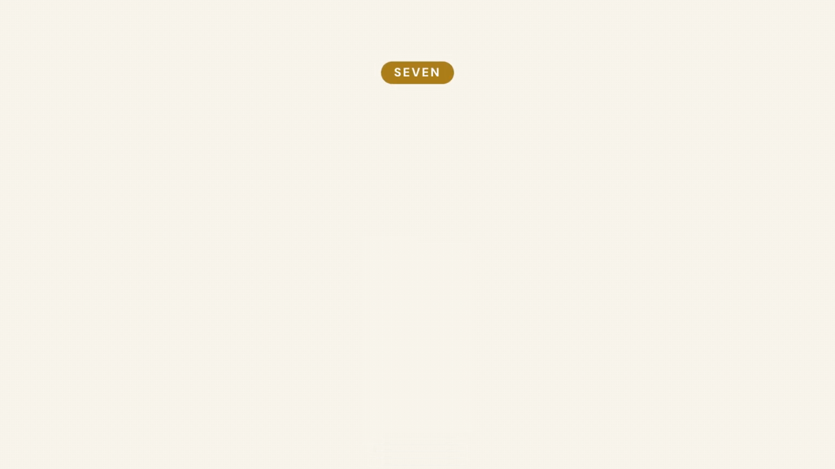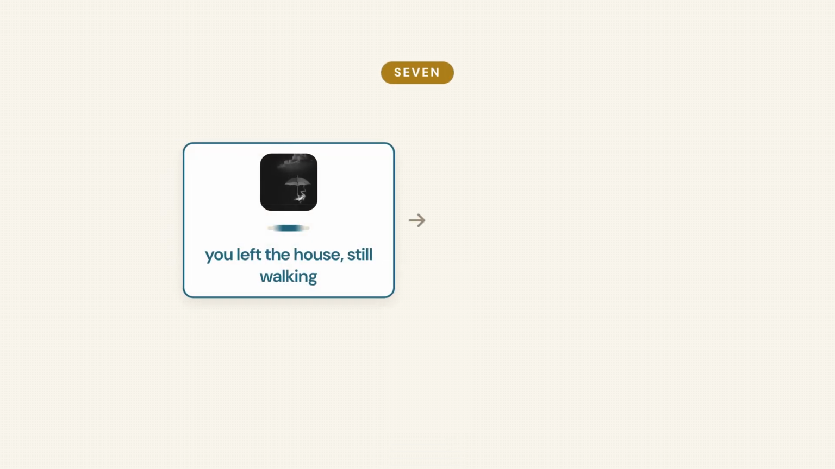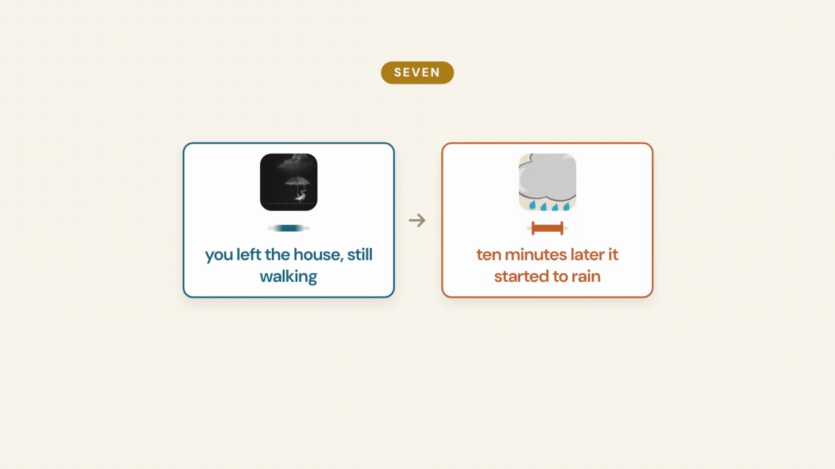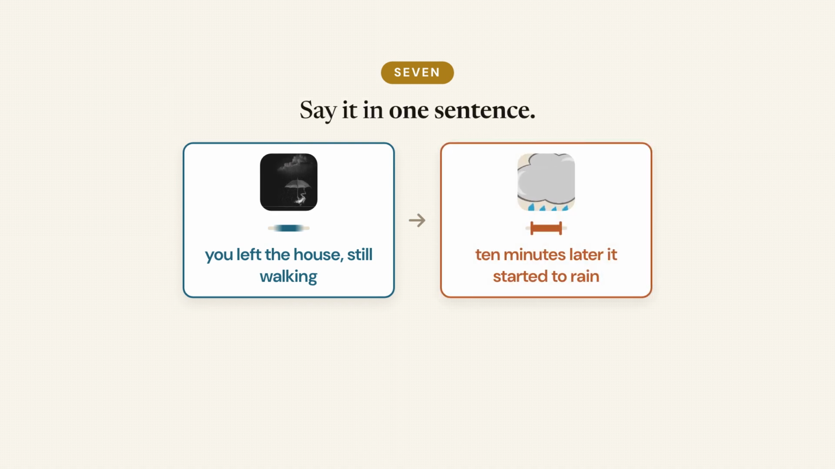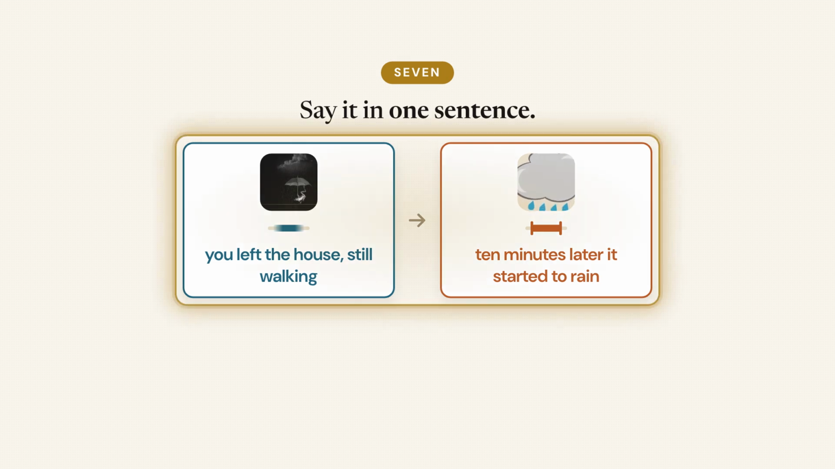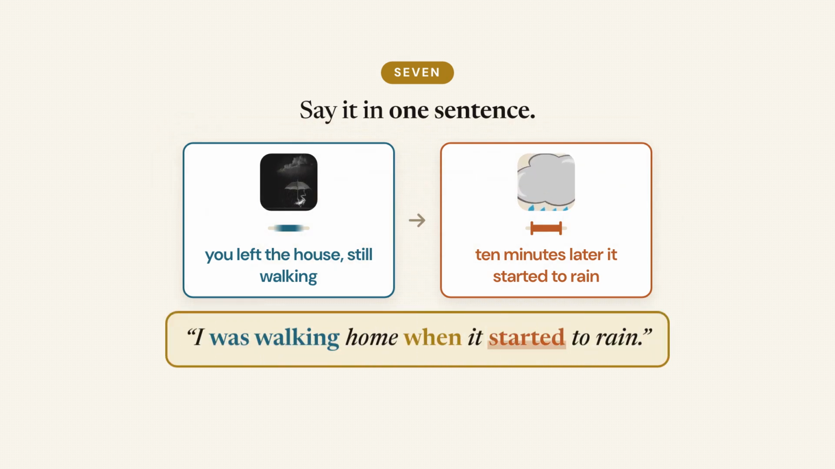7. One more, you left the house. 10 minutes later, still on the road, it started to rain. Say it in one sentence. I was walking home when it started to rain. Same shape, scene, then event.